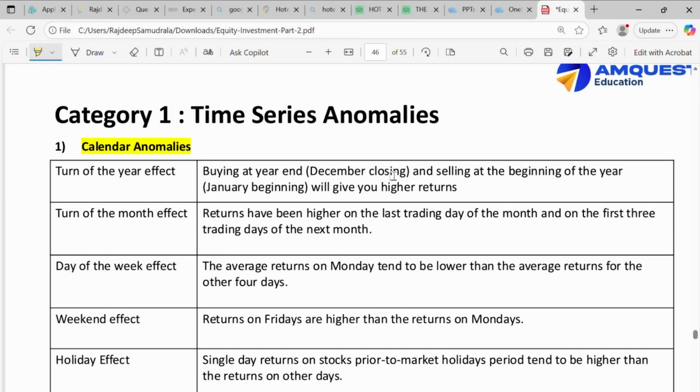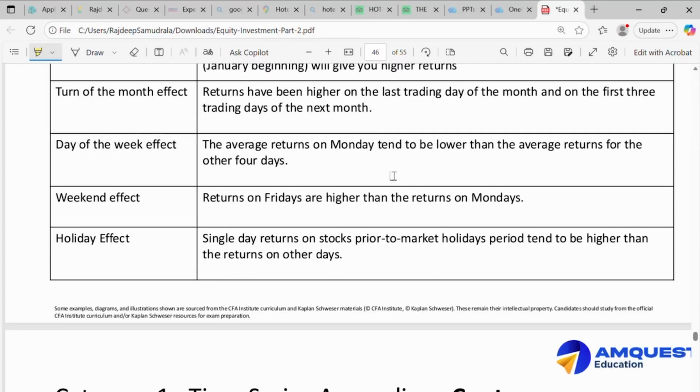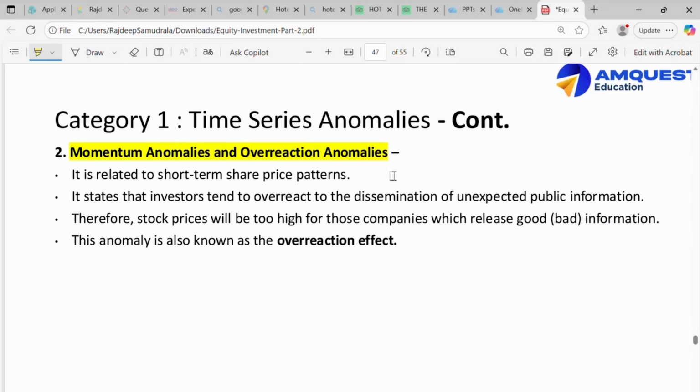Turn of the month, maybe the returns are higher on the last trading day and the first 3 trading days because that's when the most momentum takes place and the returns are highest. That is a calendar anomaly, right? Day of the week. Maybe average returns are lower on a Monday, but they're higher on Tuesday or Wednesday, right? That's a day of the week effect. Weekend effect. Returns are higher on a weekend because then people are closing and trying to book the profits. And Monday it will be much lower, right? So they are calendar time series anomalies.